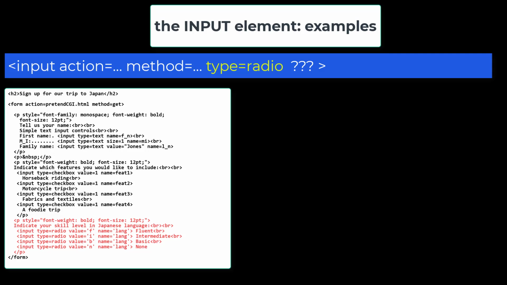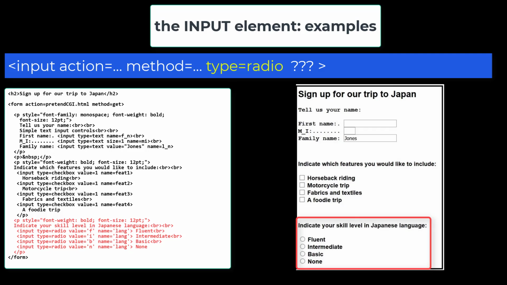See the application of radio buttons. The user could only have one skill level. Well, okay, in real life there might be a range, like I'm fair to good or some such, but you get the point. And this displays this way.